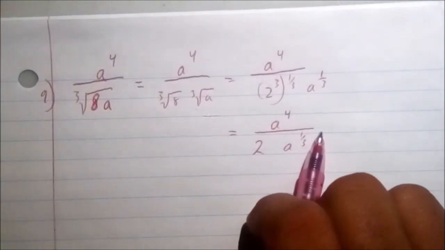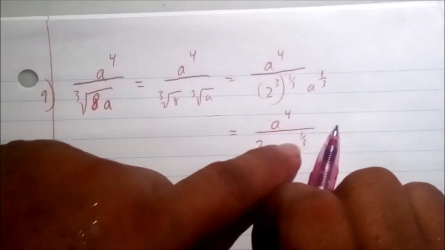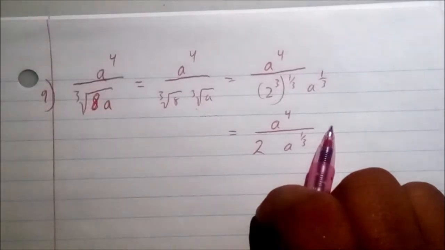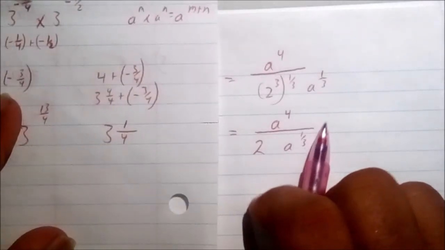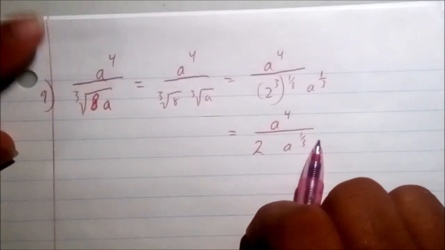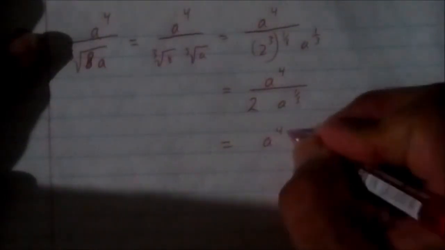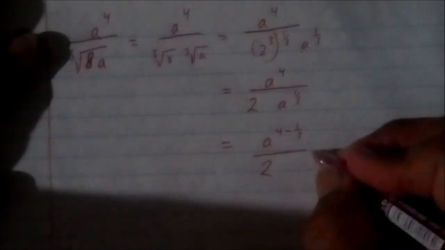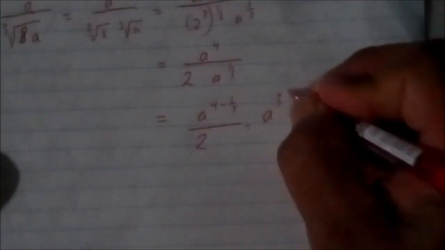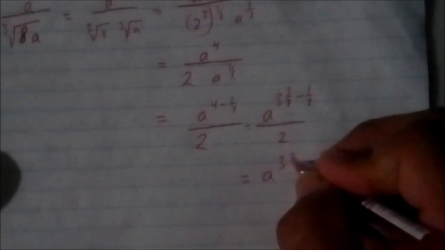So what do we need to do here? Well, because this is division, we'll keep the base and subtract this bottom power from the top power. Just remember, a while ago we did something like that, where we had 4 minus 1/3. So we will be subtracting that out. This now gives me a to the 4 minus 1/3 over 2. Now borrow 1 from the 4, and this gives me a to the 3 and 3/3 minus 1/3 over 2, which equals a to the 3 2/3 over 2, or a to the 11/3 over 2.